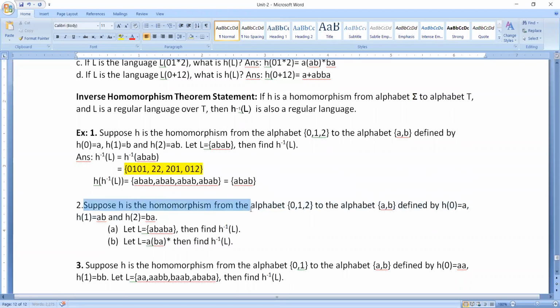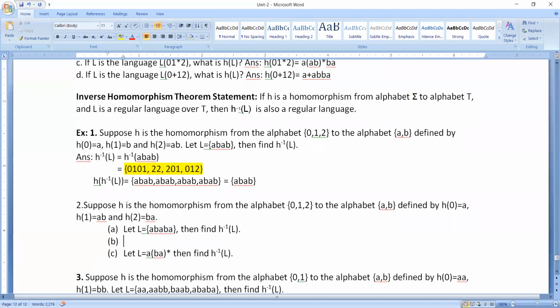Suppose we have the homomorphic function on 0, 1, 2 with alphabet set A, B. Let us observe that we have H of 0 as A, H of 1 as AB, and H of 2 as BA. Now what we need to find out is H inverse of L for the language ABA. So for this, we need to find out the answer.